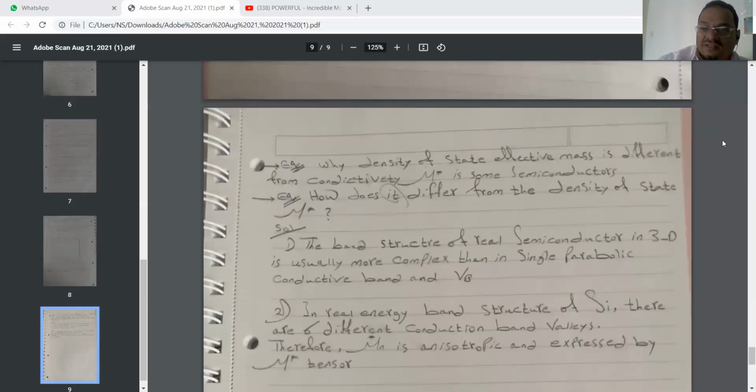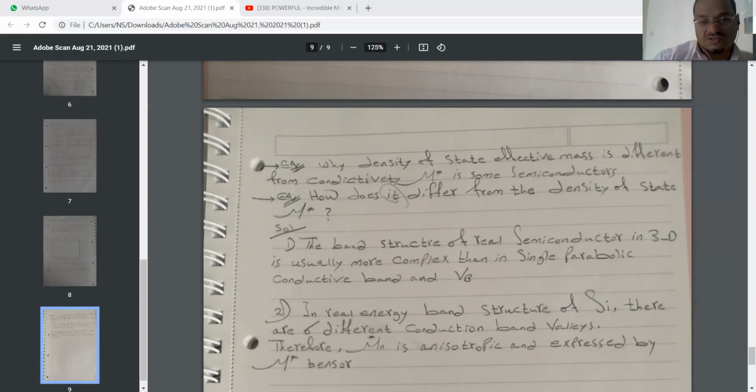Last question here, and after that I will finish this lecture. Why is the density of states effective mass different from the conductivity effective mass in some semiconductors? This question was raised a few moments ago, and I said I would discuss it at the end of this lecture. How does the density of states effective mass differ from the conductivity effective mass? These two questions have the same meaning. Our answer here has two parts, two reasons.